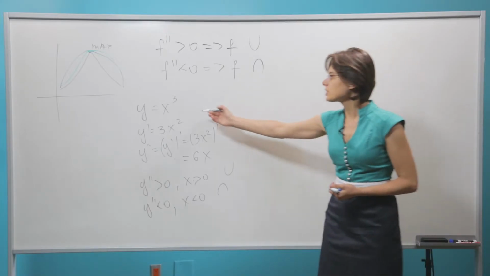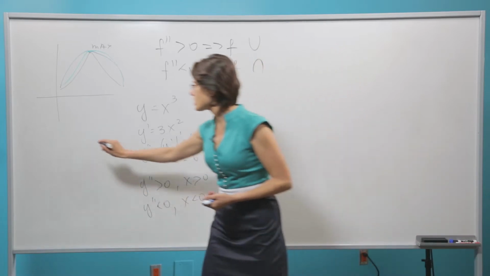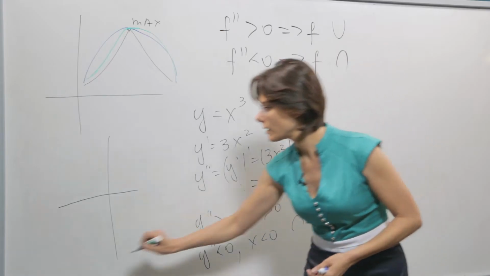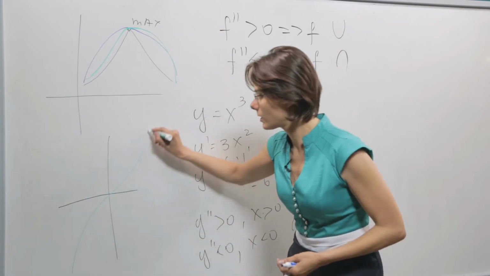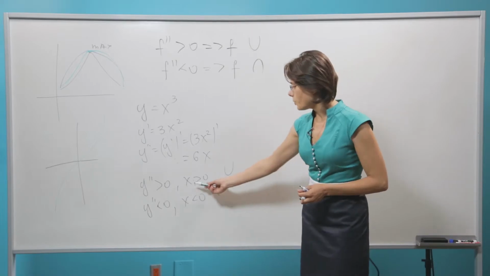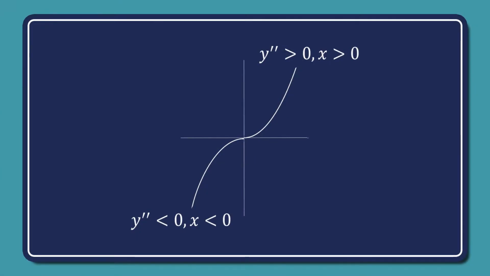And if you think about graph of this function, this is just a cubic function, y equals x cubed. So when x is greater than 0, function is concave up, second derivative positive. When x is less than 0, function is concave down, second derivative is negative.